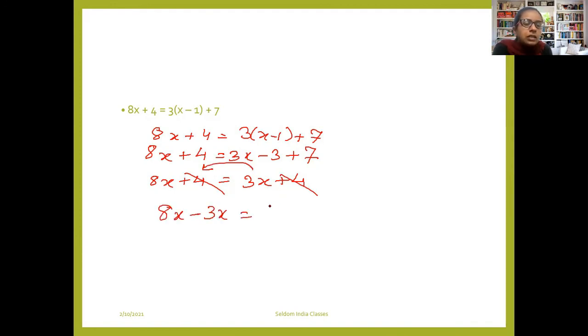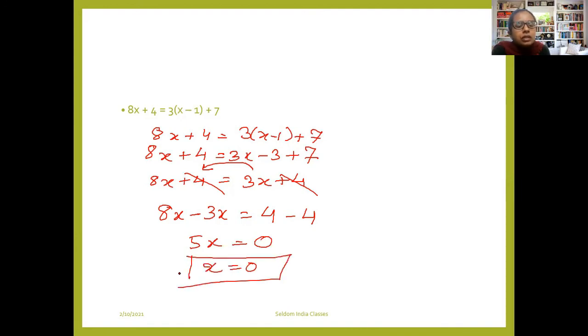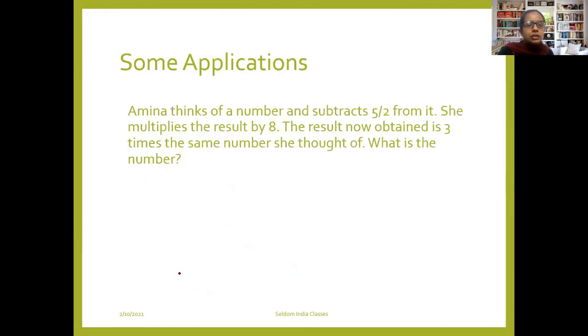8x minus 3x equals 4 minus 4. Moving the positive 4 here will change the sign to negative. So 5x equals 0, and x equals 0 is the solution. Okay, now moving to our next question.